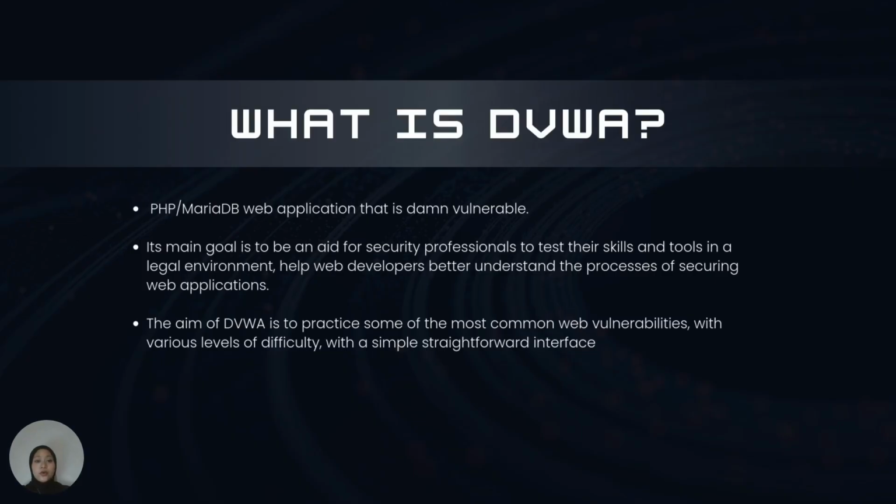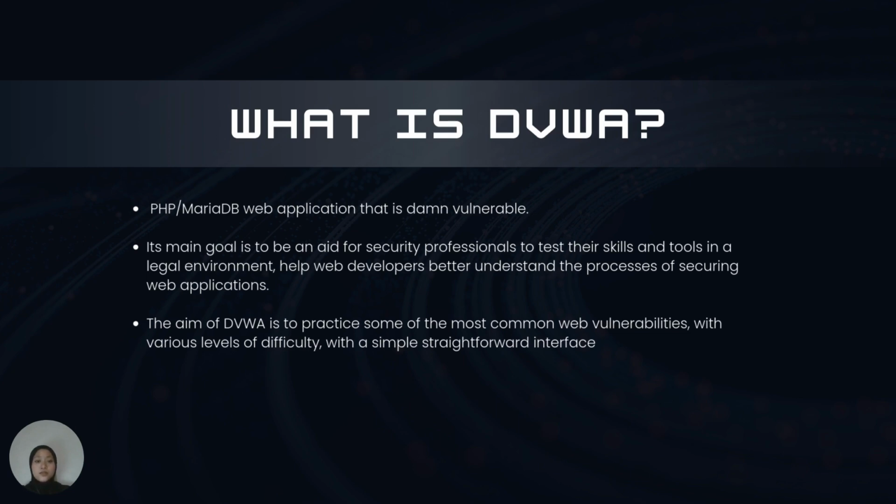DVWA, or Damn Vulnerable Web Application, is a PHP and MariaDB web application that is damn vulnerable. Its main goal is to be an aid for security professionals to test their skills and tools in a legal environment. It also helps web developers better understand the process of securing web applications. The aim of DVWA is to practice some of the most common web vulnerabilities with various levels of difficulty, with a simple, straightforward interface.